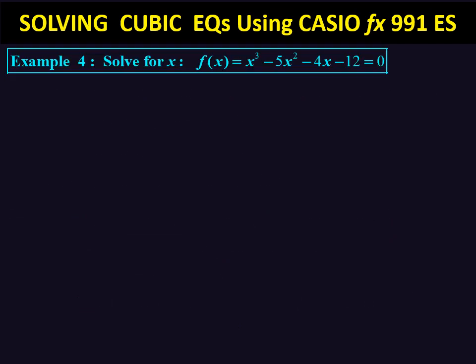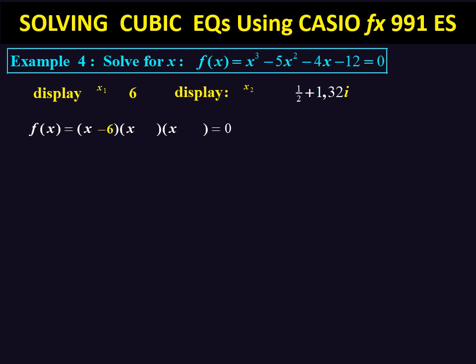Let's look at this one. Let's say you go to mode, you enter your A and your B and your C, and now you're ready to get your display. So the first display is x1 is 6. That means x minus 6. I press my equal, and now I get something strange there. x2, and there's an i there. Now what does that mean? That i means it's imaginary. In other words, it's non-real. So you won't get any other roots. So this cubic here only has one real root.